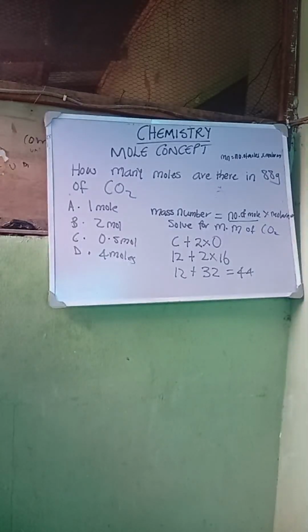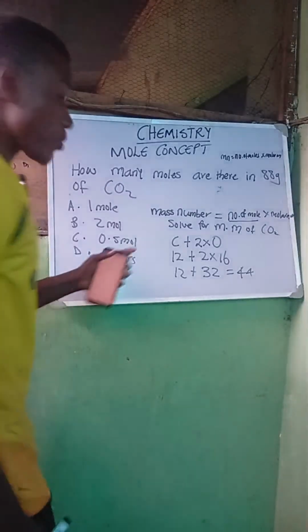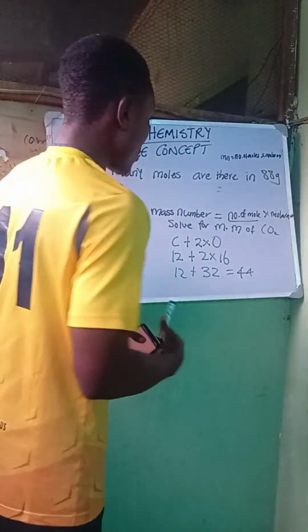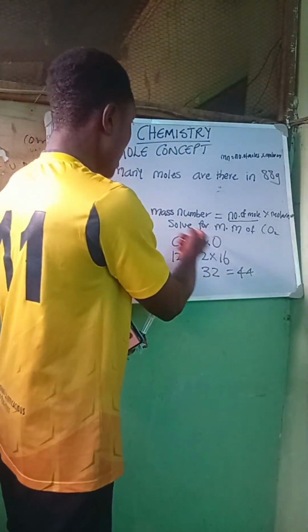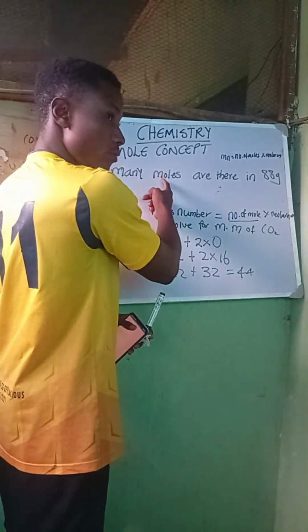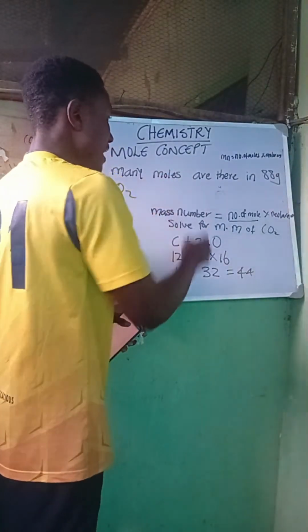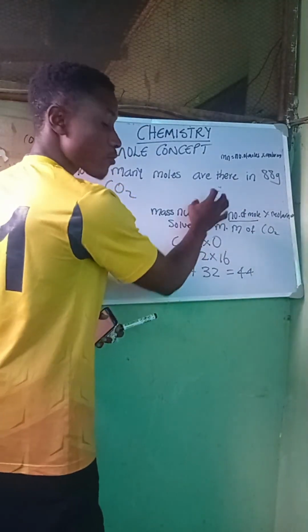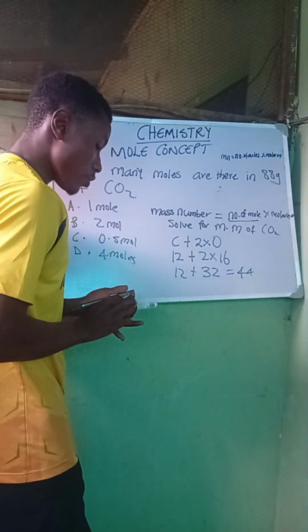Sorry, we are back. So we have been able to get the molar mass, which is 44. But the question is not asking us about the molar mass. They are asking us about the number of moles. They say how many moles are there in 88 grams of CO2. Since we have gotten the molar mass, what we simply do is to substitute the values.